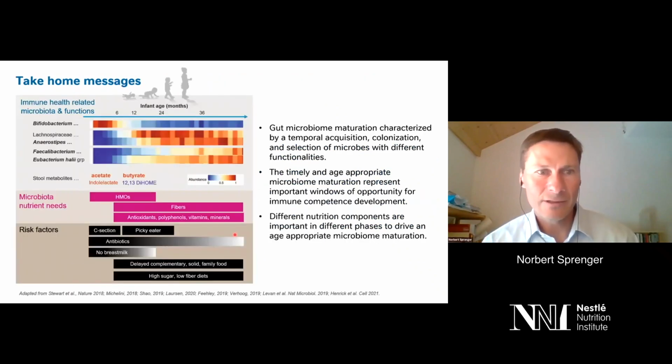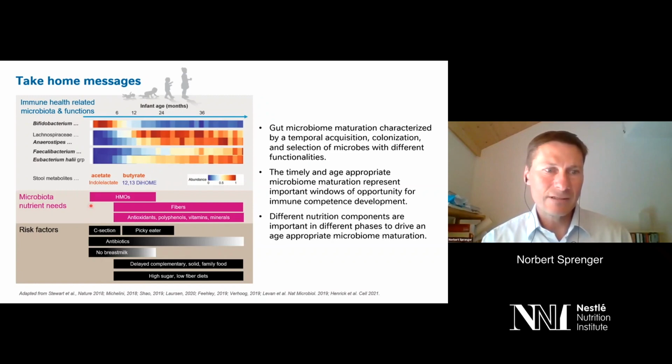Now to summarize what I talked about, I thought I would do it in a visual way and show you here immune health-related microbiota and their functions, important at different age groups. So you can see that not all age groups have the same bacterial groups. That's important. So here I just mentioned a few, with Anaerostipes linked also to immune outcomes, and Faecalibacterium, an important butyrate producer that is also important at later stages. We have different metabolites. I mentioned acetate and butyrate, which are probably important at different age groups, and we cannot put all into the same bucket.